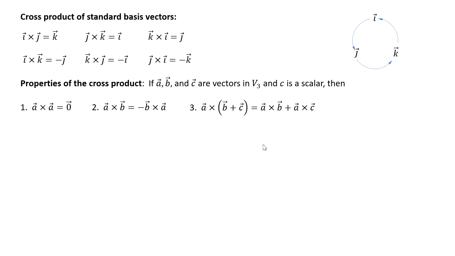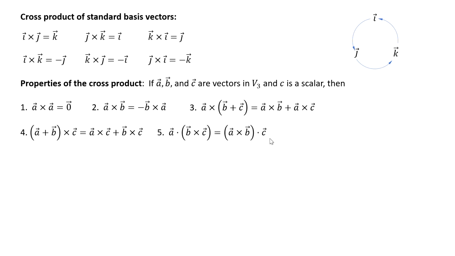Okay, let's move on. The distributive property applies. A cross (B plus C) is A cross B plus A cross C. And (A plus B) cross C, again somewhat straightforward, intuitively obvious, is A cross C plus B cross C. And A dot (B cross C) is (A cross B) dot C.